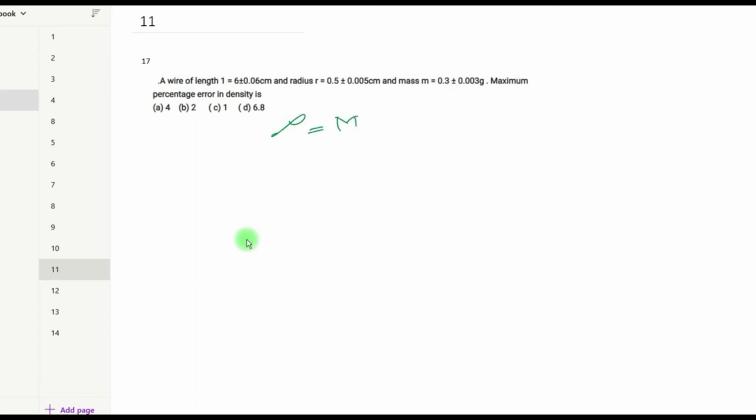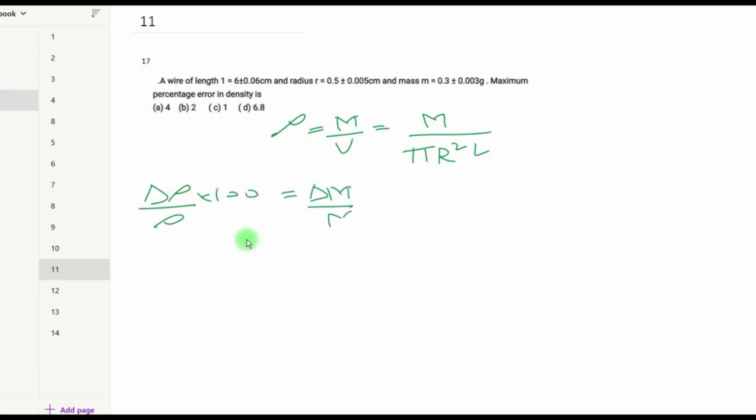Density rho can be written as mass divided by volume, and a wire is given of length and radius, which means we can consider this as a cylinder. Now the cylinder volume is given by this formula, pi r square L. Now to find the maximum percentage error in the density, the formula goes like this: delta m divided by m plus 2 times delta r divided by r plus delta L by L, into 100.